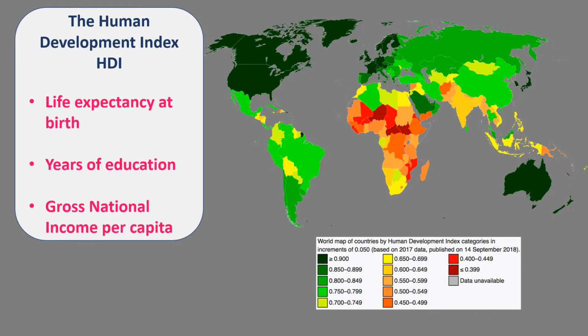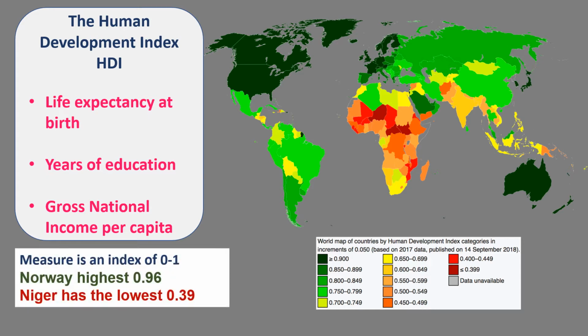The UN has developed a really useful Human Development Index, HDI, that links wealth to health and education by combining 3 sets of data: life expectancy at birth, the number of years of education people have, GNI per head, and it gives countries a value between 0 and 1. So currently Norway has the highest ranking at 0.96 and Niger the lowest at 0.39.